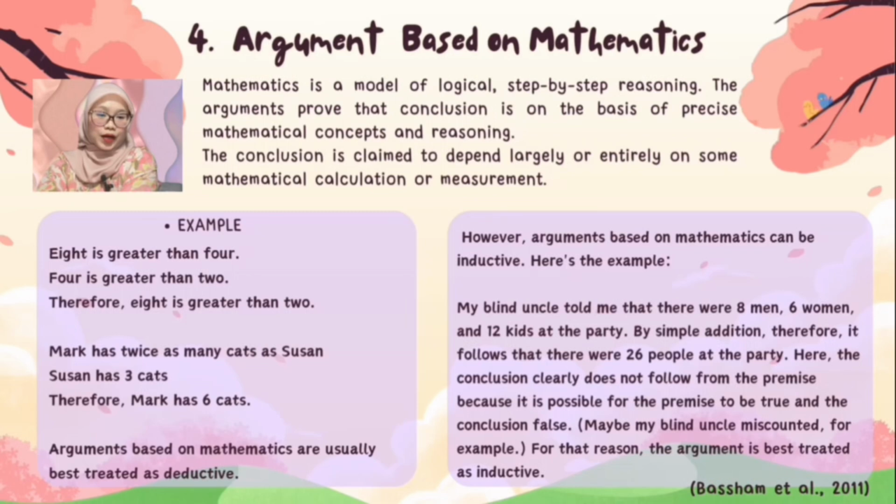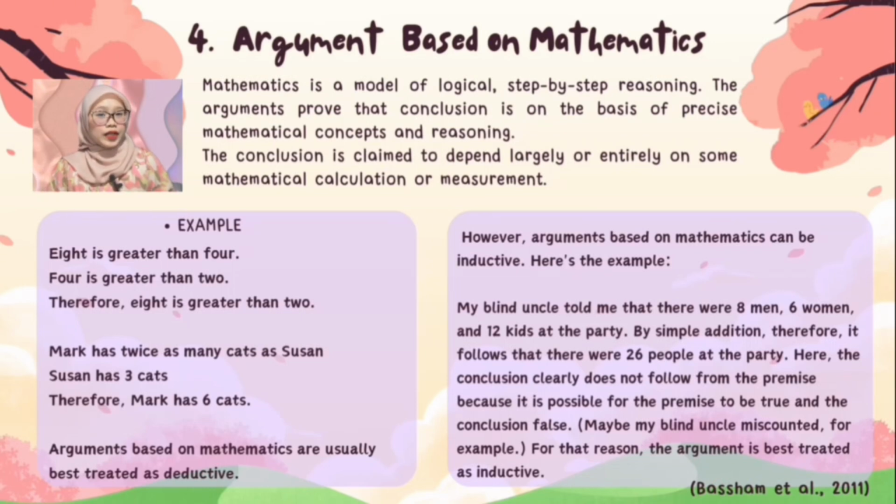Moving on to the next one, which is argument based on mathematics. Mathematics is a model of logical, step-by-step reasoning. The arguments prove the conclusion on the basis of precise mathematical concepts and reasoning. The conclusion is claimed to depend largely or entirely on some mathematical calculation or measurement. So, let's take a look at the first example.